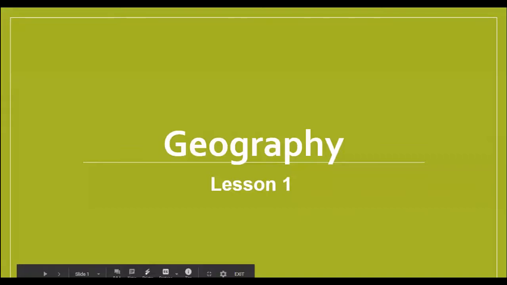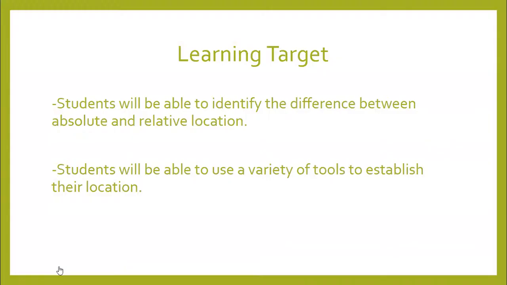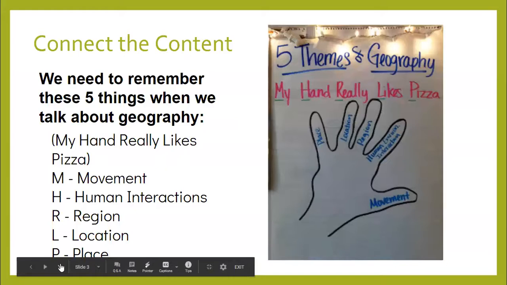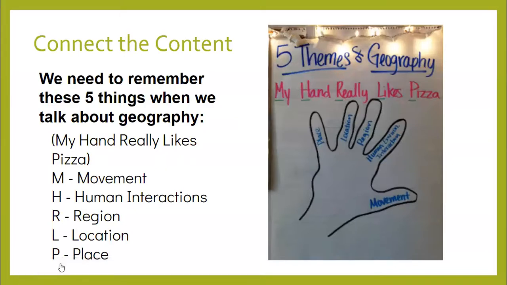Today we will be doing Geography Lesson 1. Students are going to be able to identify the difference between absolute and relative location. Our other learning target is that you'll be able to see a variety of tools to establish their location. We need to remember these 5 things when we talk about geography.